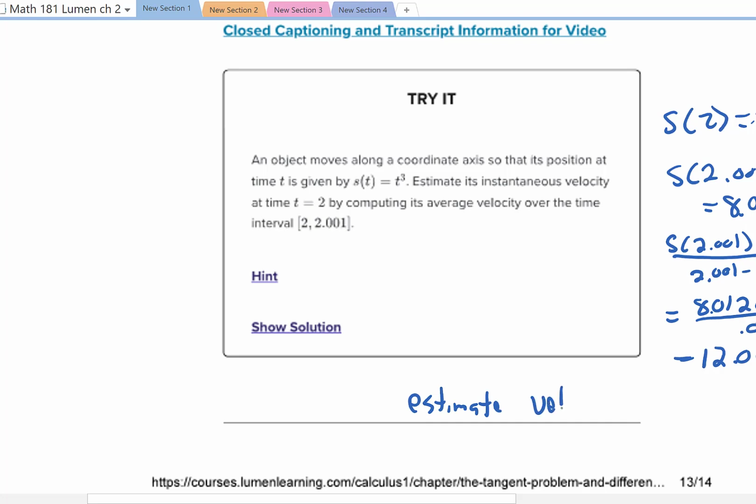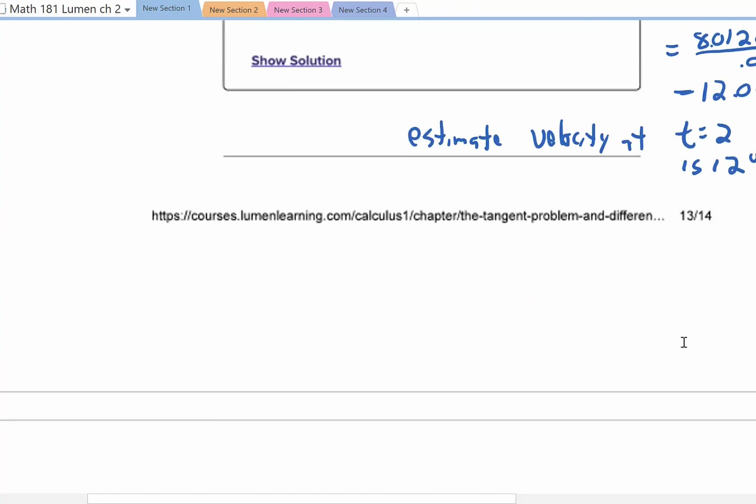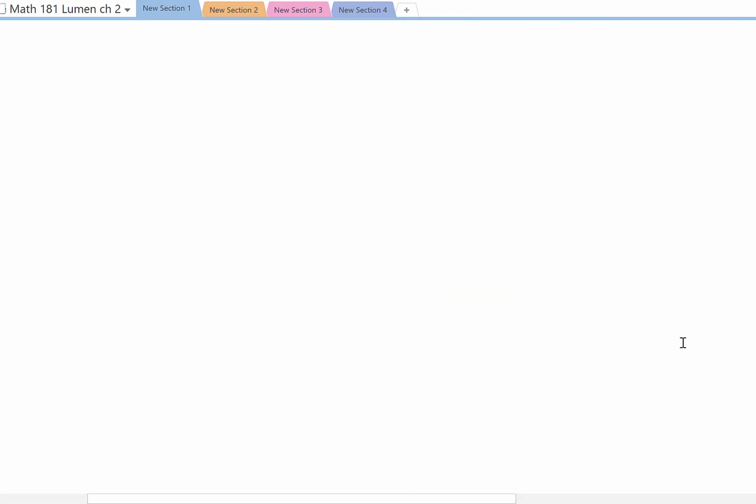So I would estimate the velocity at time equals 2 would be 12 is my guess. 12, and it doesn't say units per second. Okay, hope that makes sense. Moving on, and that's it for the section.